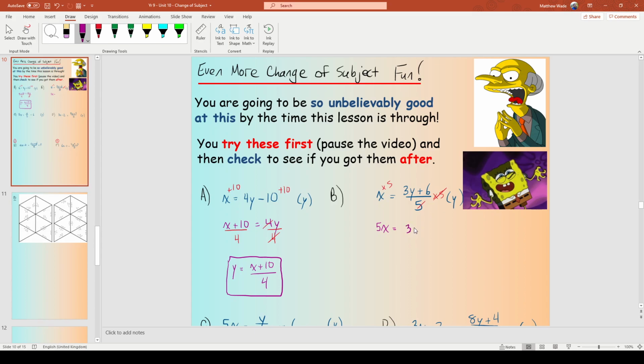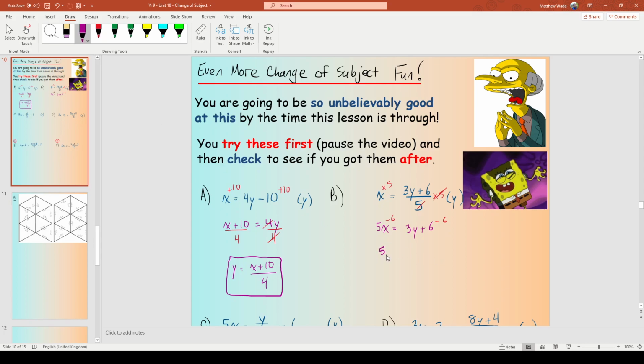So we're just left with 3y plus 6. Starting to look a bit more normal now. So what's the next step? Well, I want y, and it's with its mate, the 3. Who doesn't belong? The plus 6. Opposite of plus 6? Take 6 off both sides.